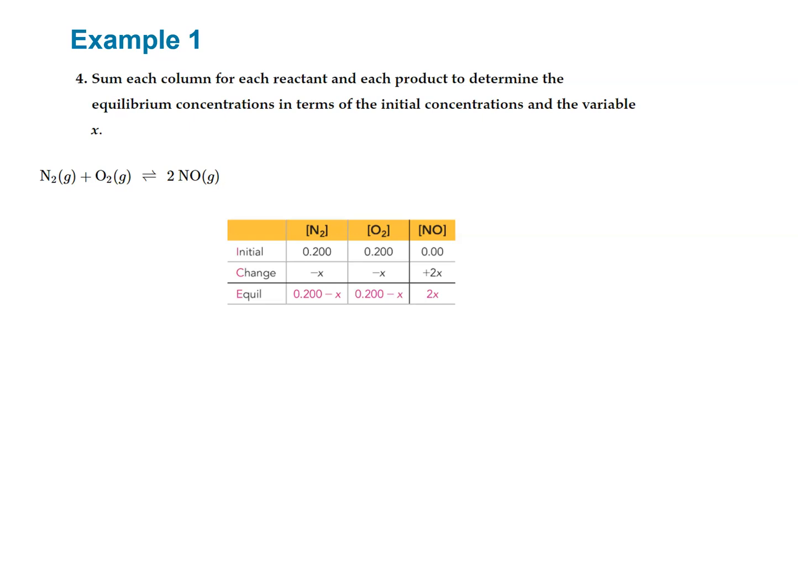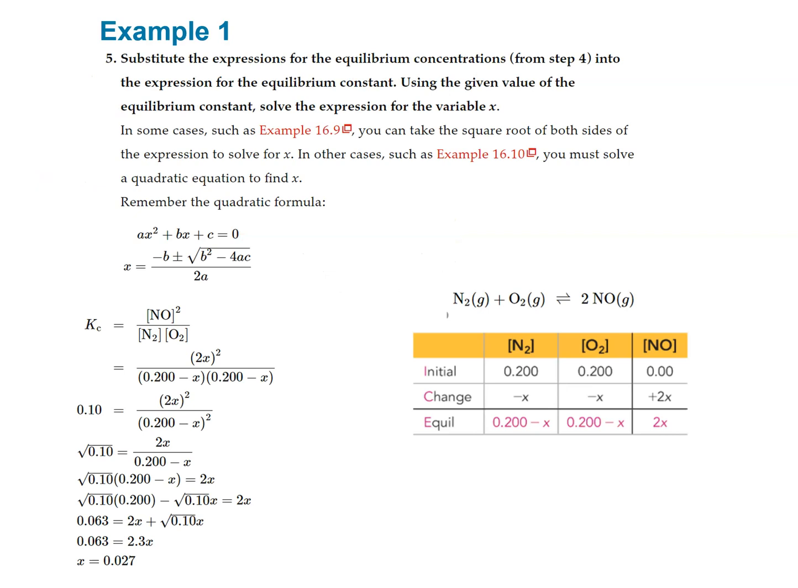This is convenient. Because we started with the same initial concentrations of both nitrogen and oxygen, the terms are the same, which means we can simply square them.